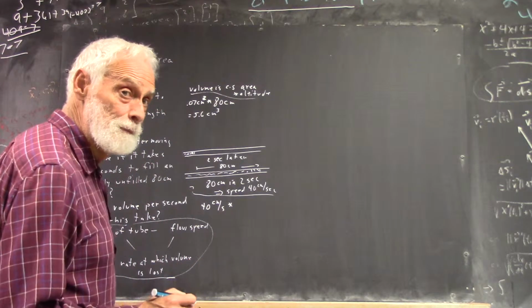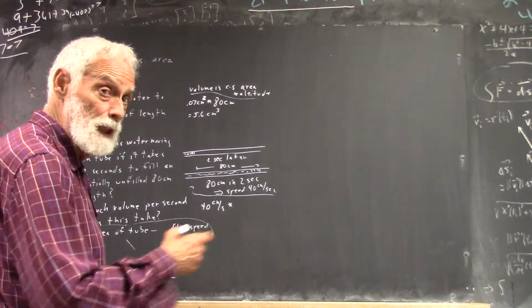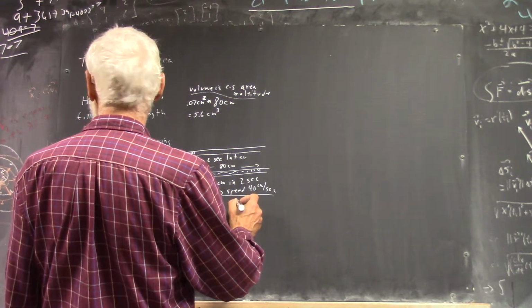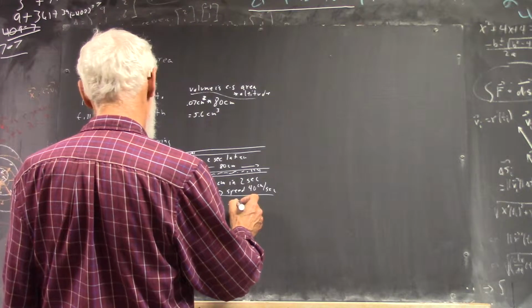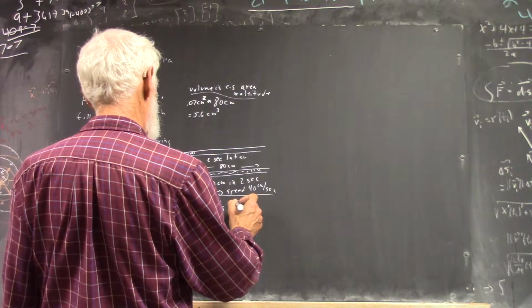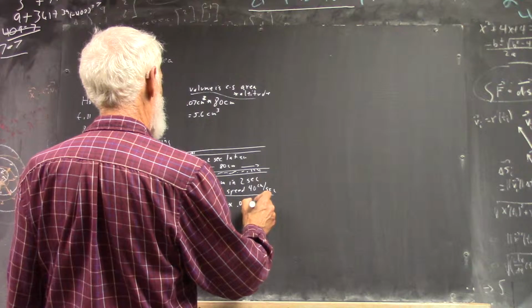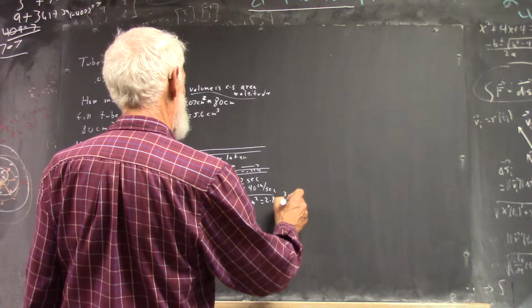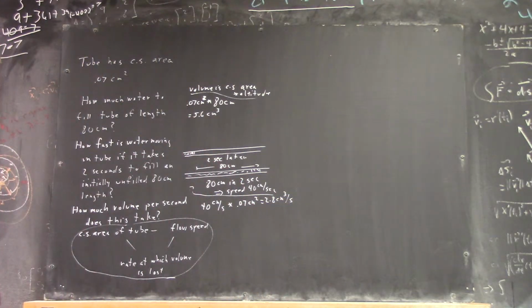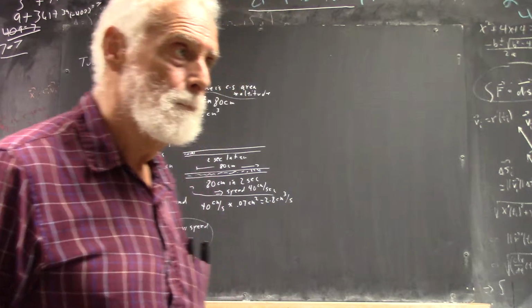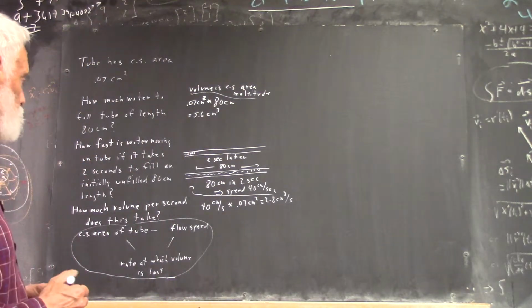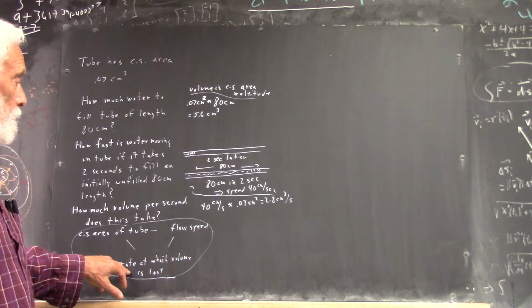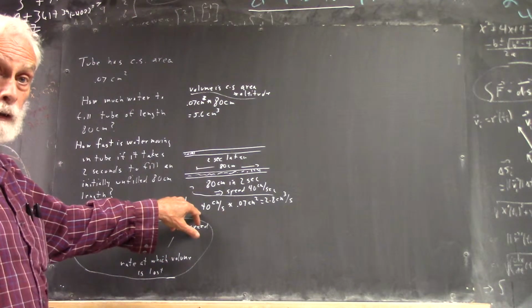centimeters per second. That's the rate at which your altitude, the length of water in the tube, is changing, multiplied by 0.07 centimeters squared, and you get 2.8 cubic centimeters per second. Okay? So now, we've got an example where we've got a cross-sectional area, the rate at which volume is lost, and flow speed, we got that right here.